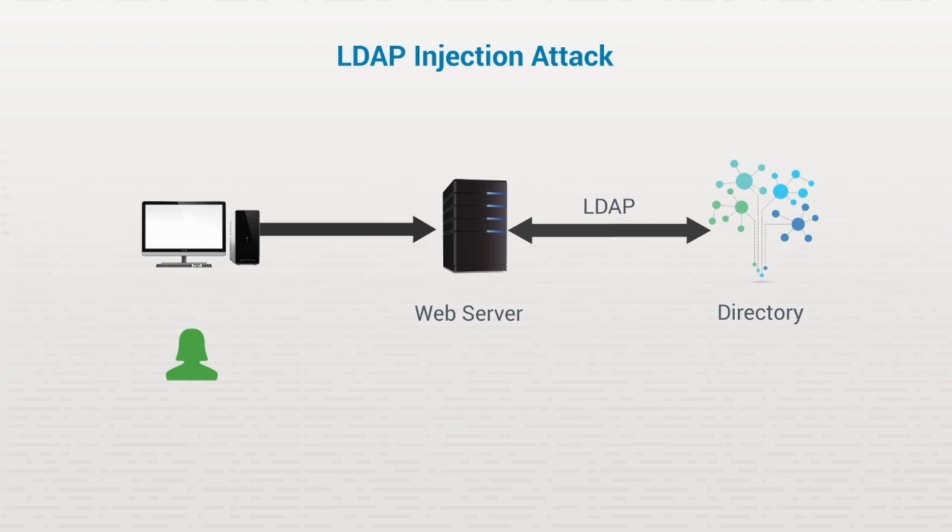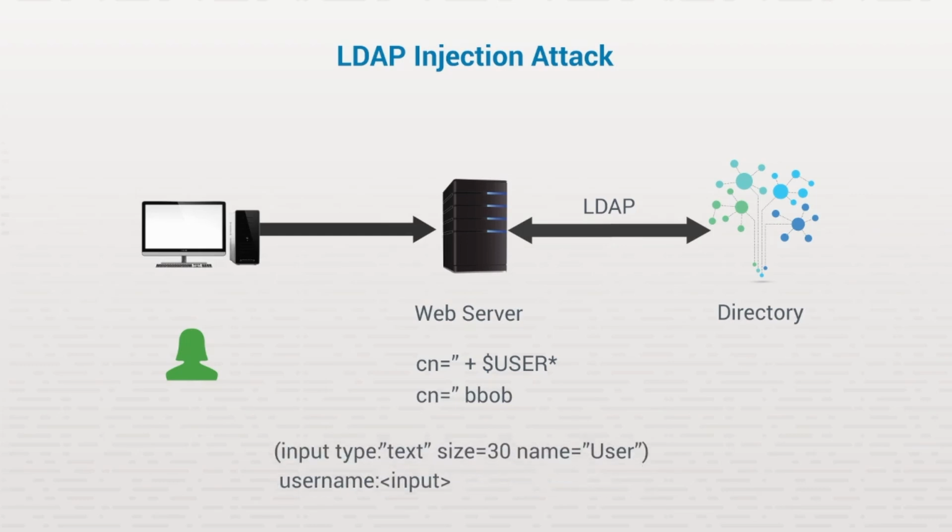For example, suppose the user puts in an asterisk in this field and submits the form. Depending on the configuration, the directory server could respond to the LDAP query with a list of every user in the directory services tree. You do not want an attacker to be able to see all the users in your tree. An attacker could even use this field to view the attributes of a user object, such as the password.